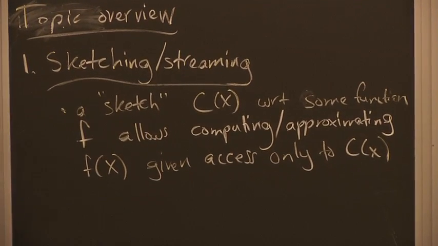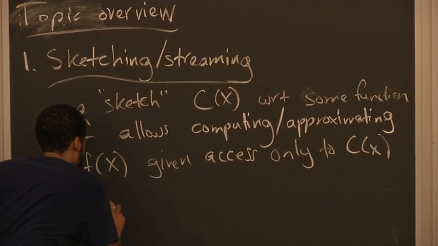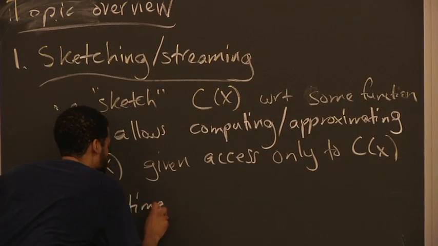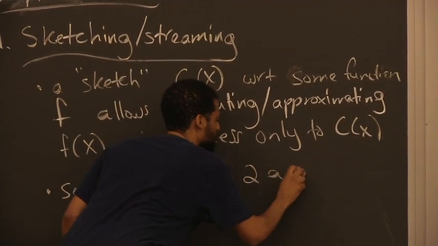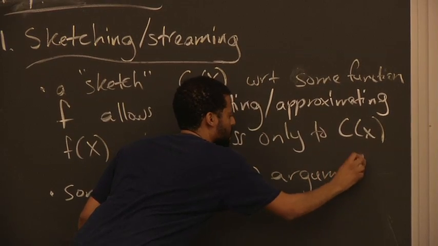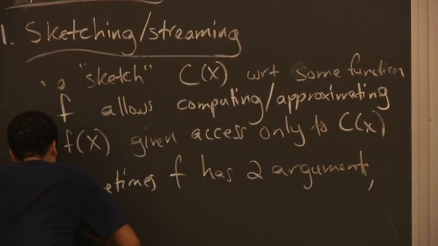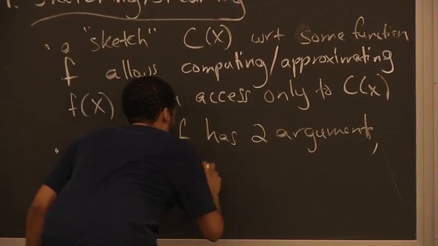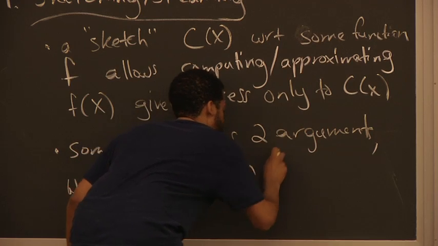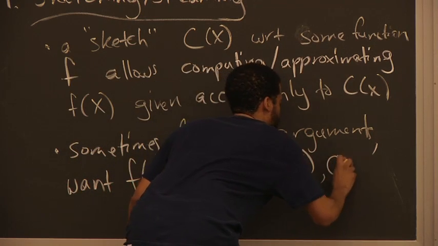And sometimes f has 2 arguments, or multiple arguments. We want f of x, y given C of x and C of y.